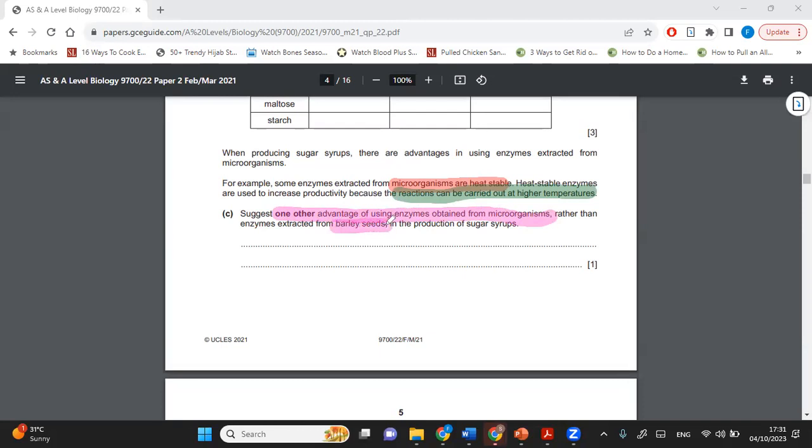What do you guys think? Can you just think of any reason why it's better to go for an enzyme that we get from a microorganism as compared to getting it from a seed? Take your time, think about it. What could be the possible advantage of using enzymes from a microorganism compared to a seed?